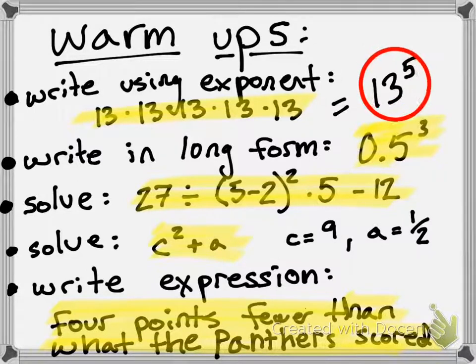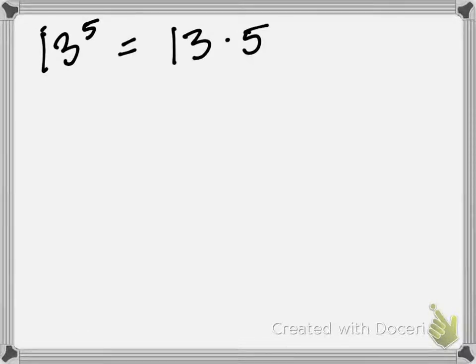We know that because we have 5 number 13s. 1, 2, 3, 4, 5. This tells us to do 5. Is this the same as 13 to the 5th? Is that the same as 13 times 5? No, it is not. Those are completely different things, and I can prove it to you.